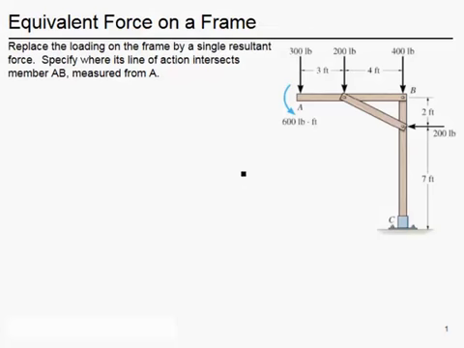Here's a problem where we take our equivalence calculations one step further. We've got a frame which is loaded by a sequence of forces and moments, and what we want to do is identify a single resultant force on this structure and find out where that force acts.